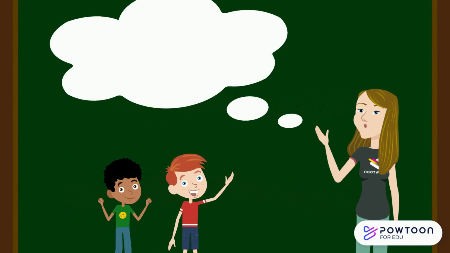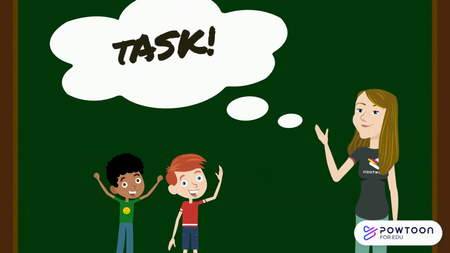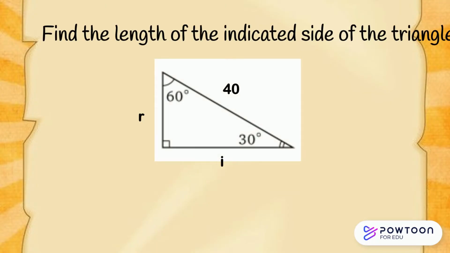This time, do the task that follows. Your task is to find the length of the indicated side of the triangle. If the measure of its hypotenuse is 40, find the measure of its shorter leg and its longer leg. I will give you 5 minutes to answer.